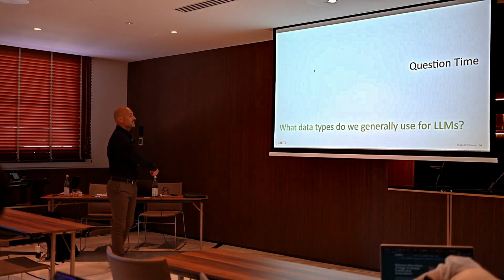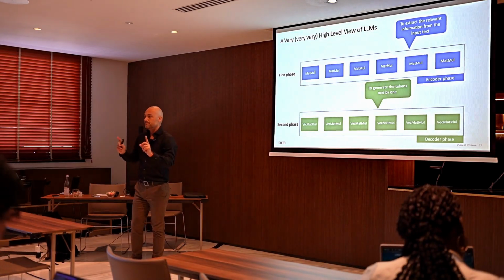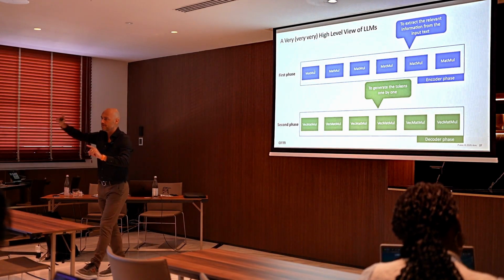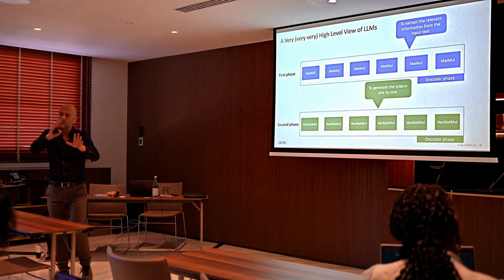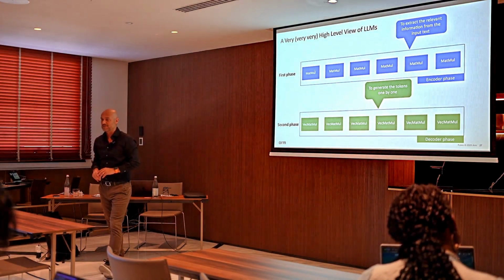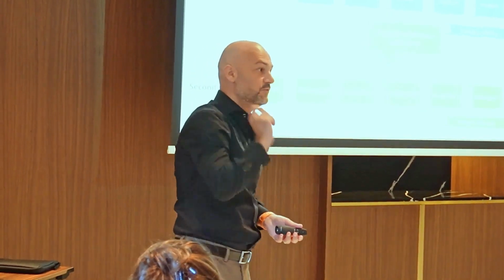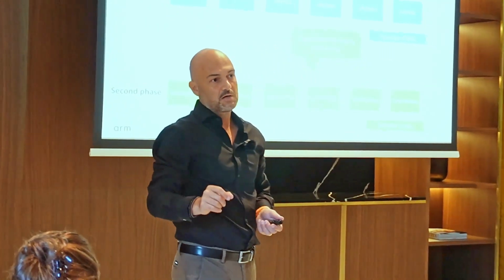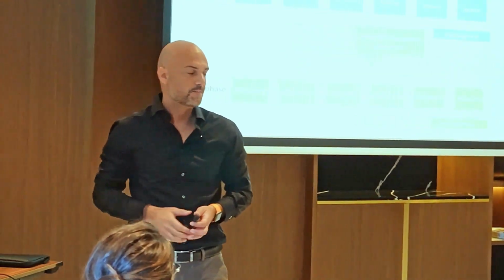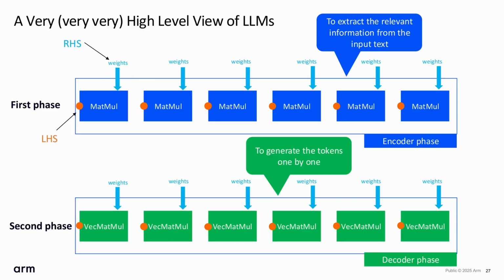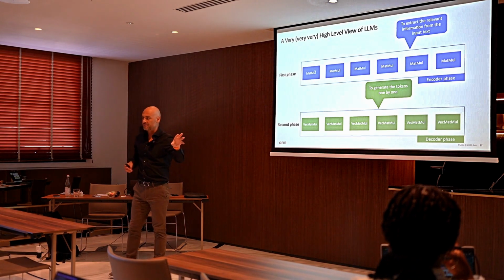So now we are reaching the peak of the learning of the workshop, and after that we're going to enter the deployment. Why is this the peak? Because here there is a motivation for why we are using lower numerical precision, okay? So this is a very, very high level view of an LLM. The LLM is made of 2 phases. The first phase is usually called the encoder phase. The second phase is called the decoder phase.